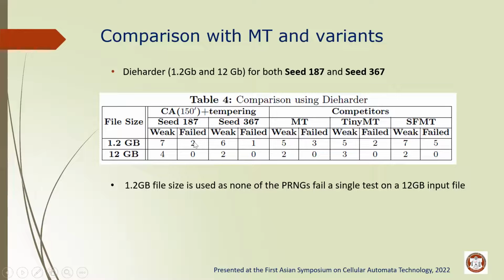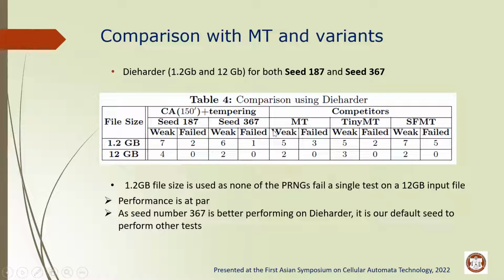Here we see some failures. Seed 187 fails 2, and seed 367 gets a failure of 1. For Mersenne Twister 3, TinyMT 2, SFMT 5. Therefore, from Dieharder we can say that our CA PRNG is already beating all its competitors, and seed number 367 is the best one. Now we keep doing the other tests with seed number 367 as the default seed.